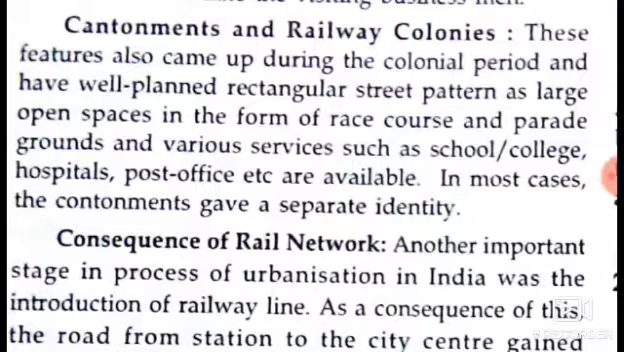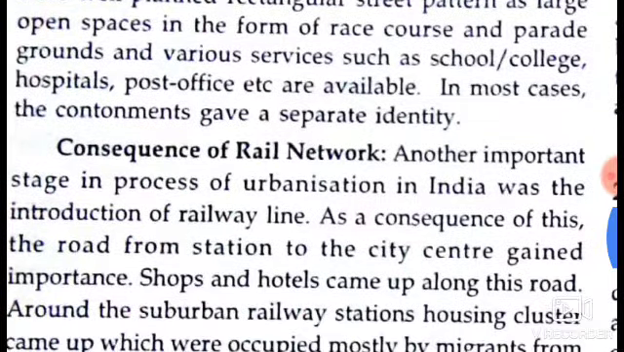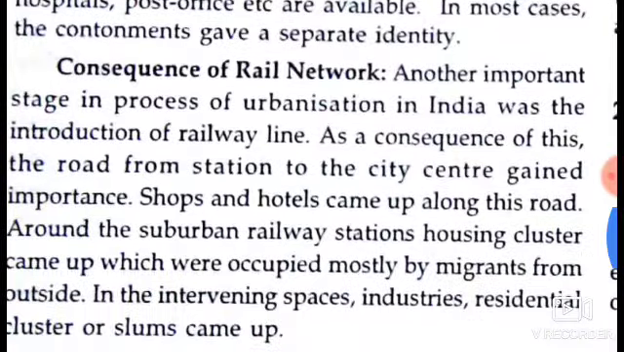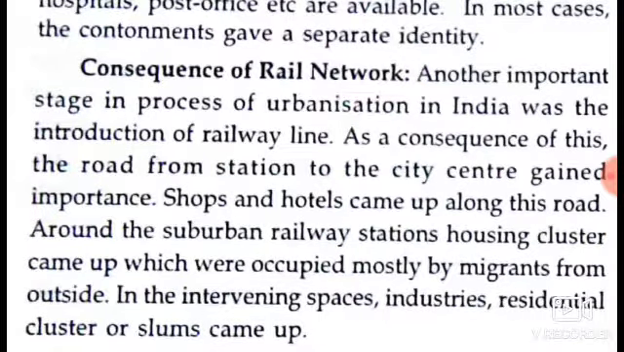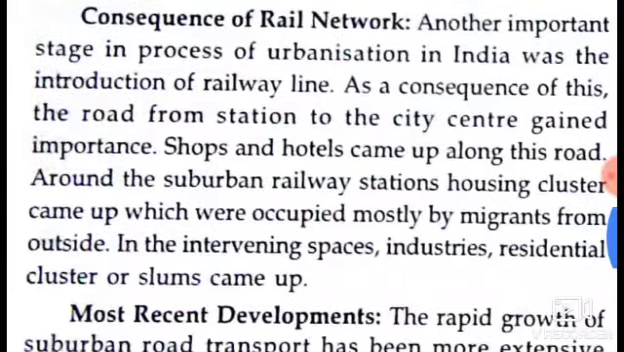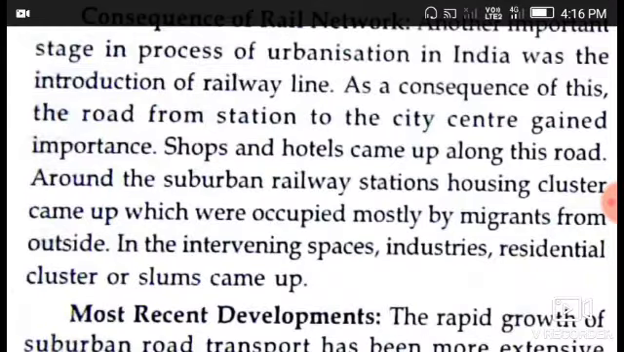Another important stage in the process of urbanization in India was the introduction of railway lines. As a consequence of this, the road from the station to the city center gained importance. Shops and hotels came up along this road and around the suburban railway station. Housing clusters came up, which were occupied mostly by migrants from outside. In the intervening spaces, industries, residential clusters and slums came up.